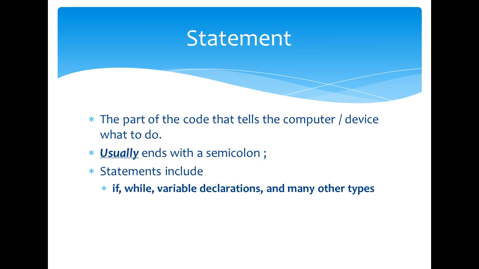So now we go on to statements. And statements is something that you'll learn more and more about as you go on. But it's a part of code that tells a computer or a device what to do. Usually, a statement ends with a semicolon, and that's usually. Statements can include if statements, while statements, variable declarations, and many other types. They're really ubiquitous in many codes, and it's hard at first to know what a statement is. But again, as we progress through some of these conversations and as you get more experience, you'll be able to very easily identify statements.